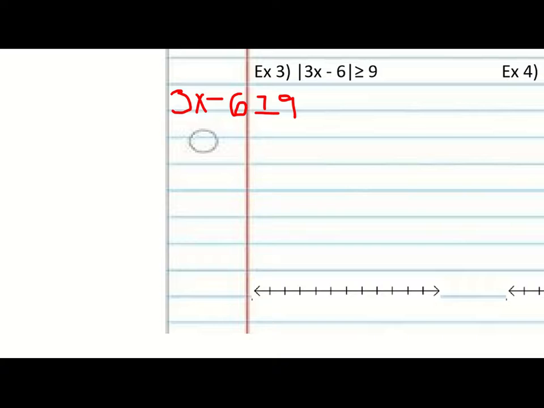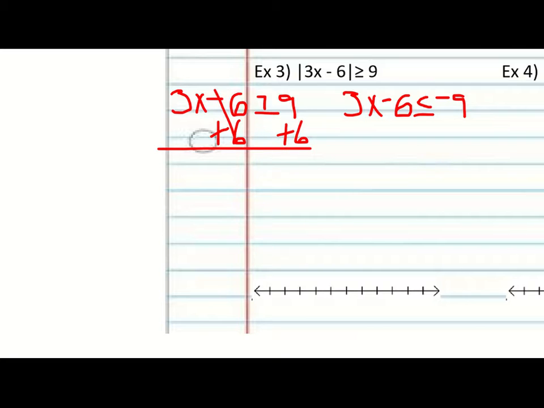And then we're going to set up our second inequality, 3x minus 6. This time I'm going to flip it to say is less than or equal to negative 9. And then I solve each inequality. For the one on the left, we're going to add 6 to both sides. So we're going to have 3x with 15. And then divide by 3. So x is greater than or equal to 5.